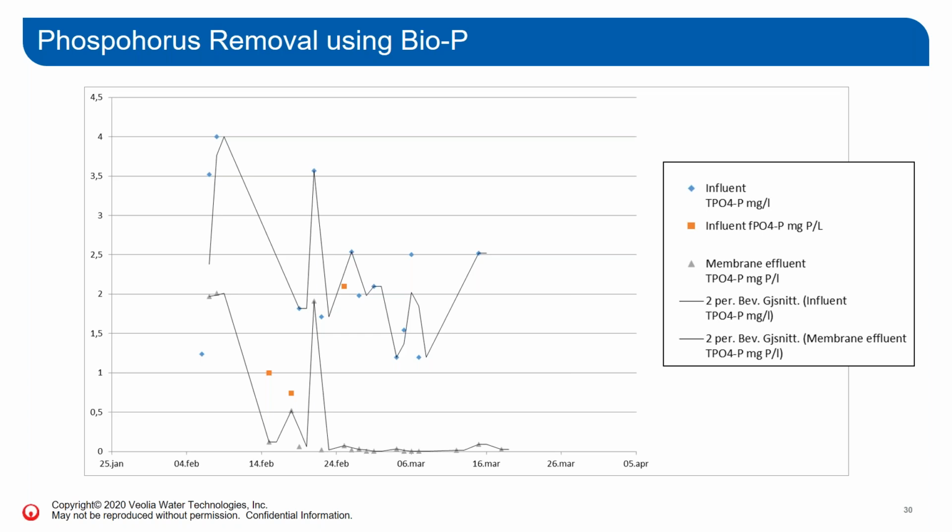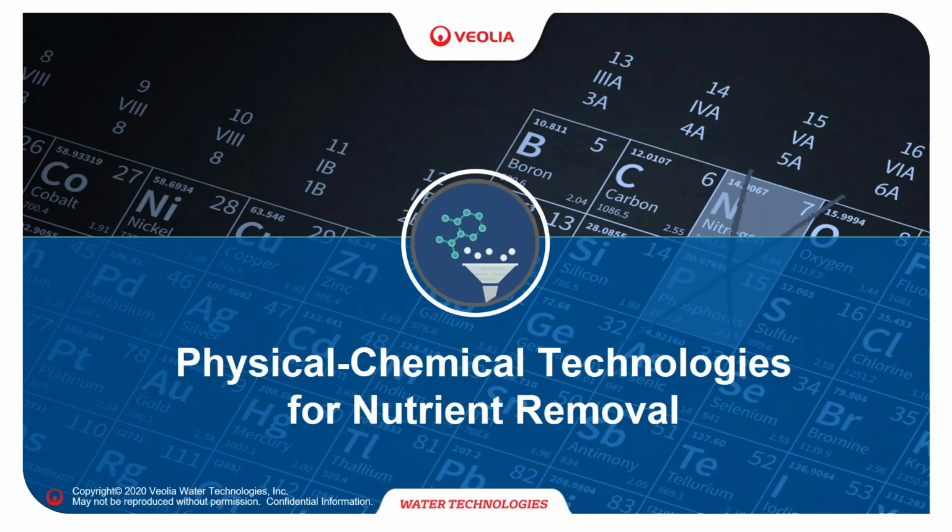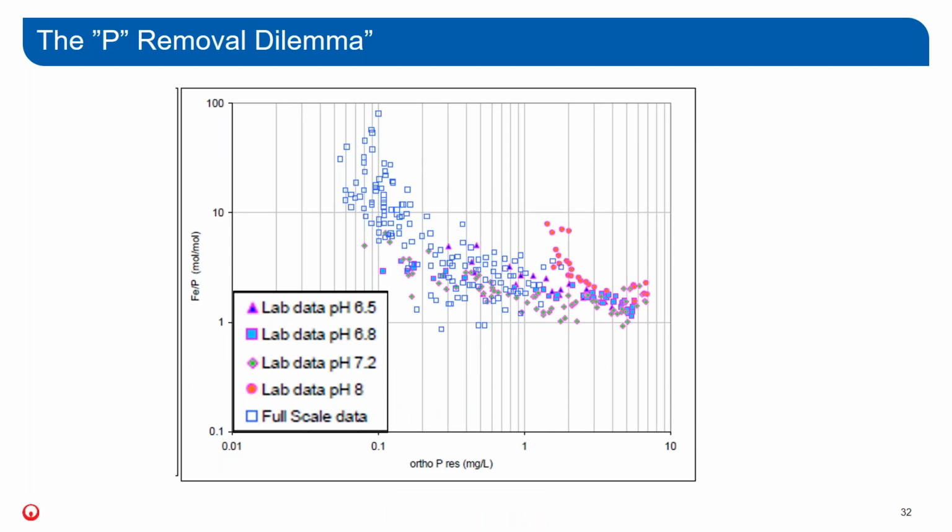So here's a nice example. As you can see, the effluent nicely trails the influent concentration, but you're constantly removing approximately 30 to 40% of the phosphorus here. But most often, if we do not require the roughing stage with the bio-P, where we can save on our capital, when we talk about phosphorus removal, we talk about chemical precipitation. And here I introduce what we call the phosphorus removal dilemma.